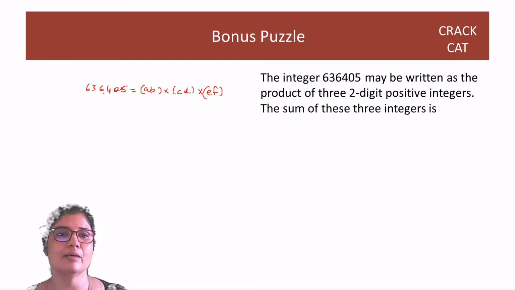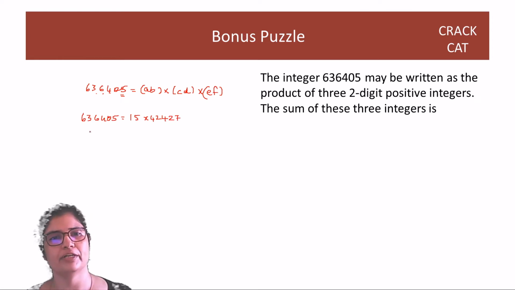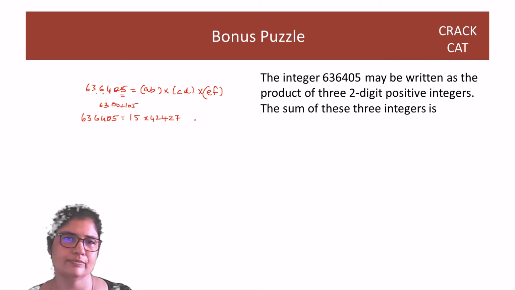We can see that this number is a multiple of 5 and it is a multiple of 3, right? 6 plus 3 plus 6 plus 9 is a multiple of 3. So let's divide this whole thing by 15. 636405 is equal to 15 times 42, 7. So 63 itself will give you 42, and then the 6405 can be written as 63 plus 105, right? So you can see how we can get 427.